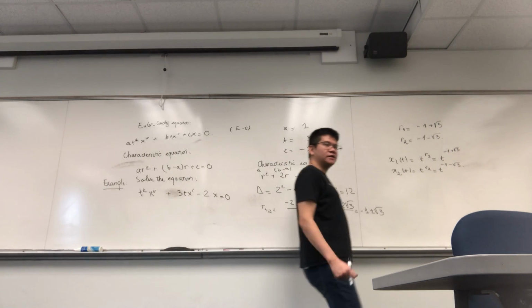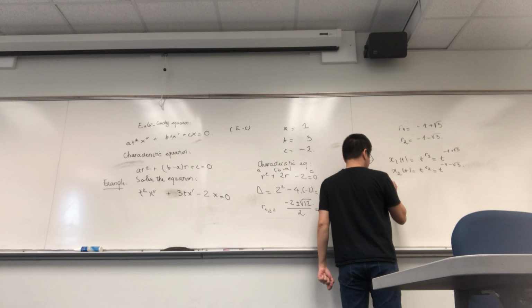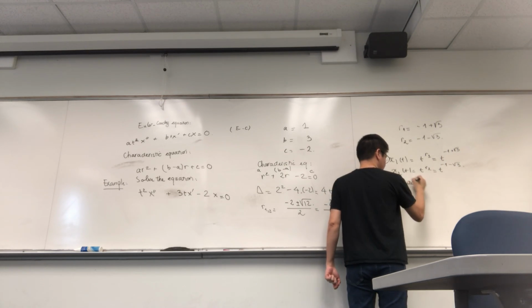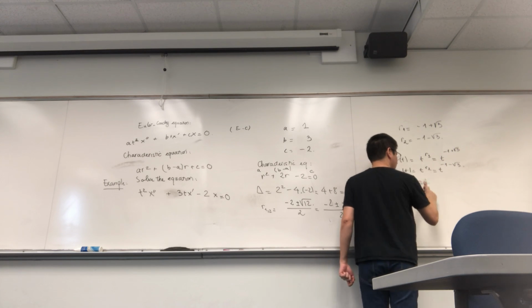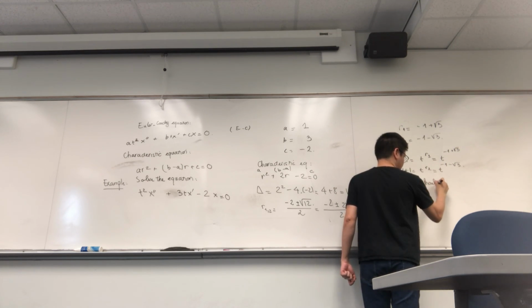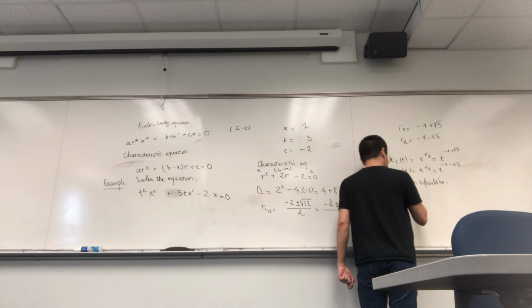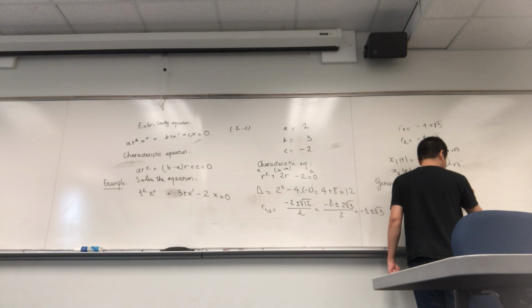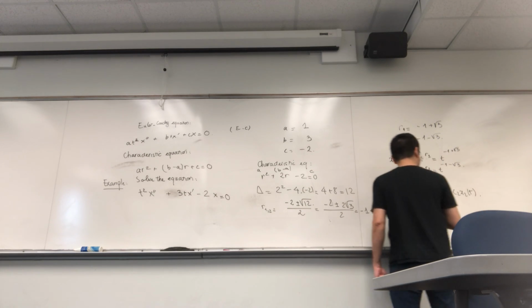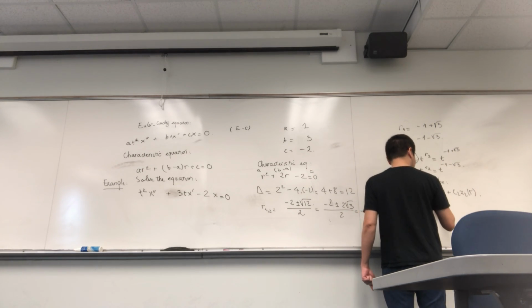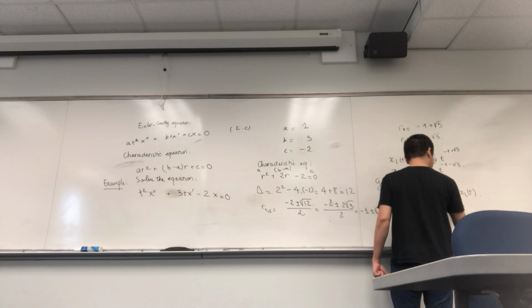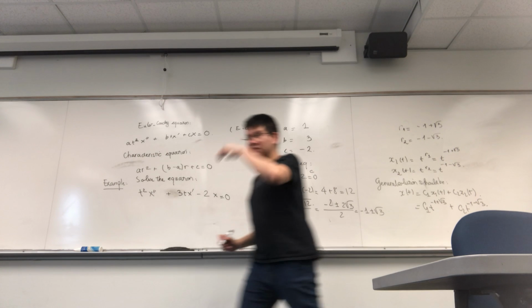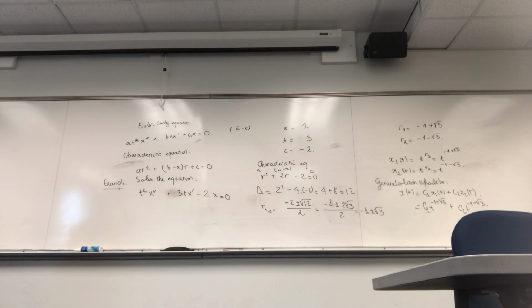Right. So the general solution should be x(t) is c1 x1(t) plus c2 x2(t), and this is c1 t to the power of minus 1 plus square root of 3, plus c2 t to the power of minus 1 minus square root of 3. Right?